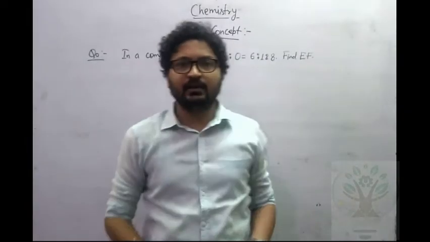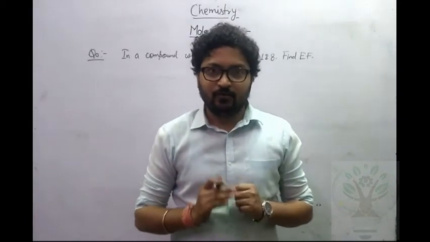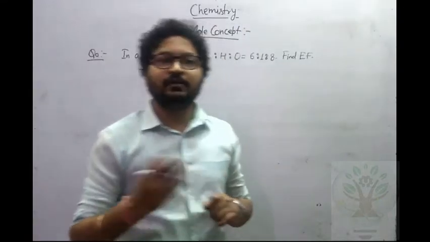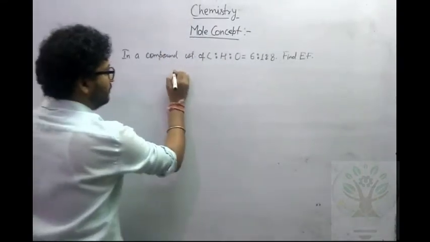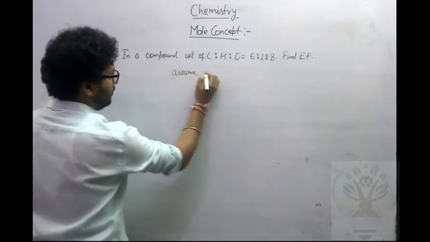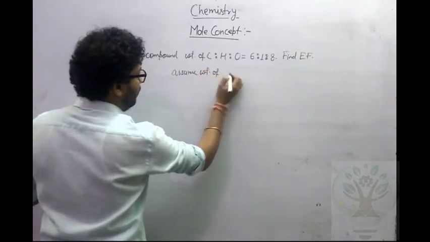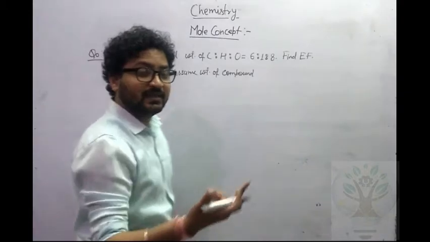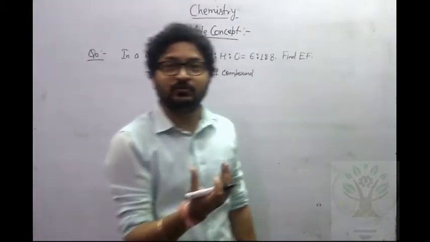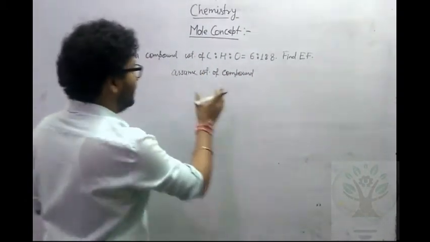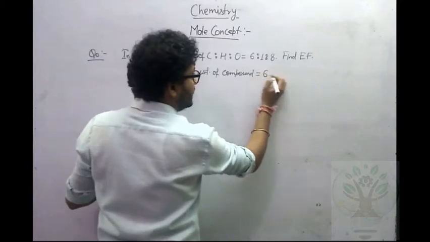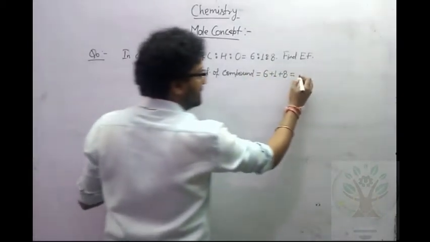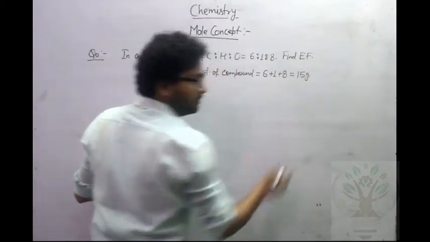You have to find the empirical formula. Now, what will I do in this question? I will not assume the weight of the compound to be 100. This time I will assume the weight of the compound as follows. Remember, if something is given in an A to B ratio, how much do we assume in total? A plus B. So here I will assume the weight of the compound equals 6 plus 1 plus 8. How much? 6 plus 1 is 7, and 7 plus 8 is 15 gram.